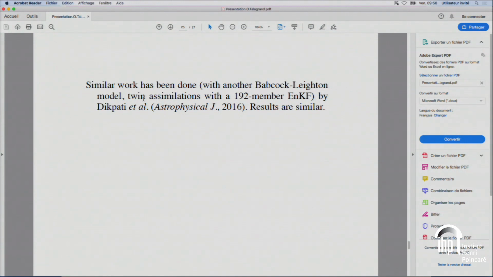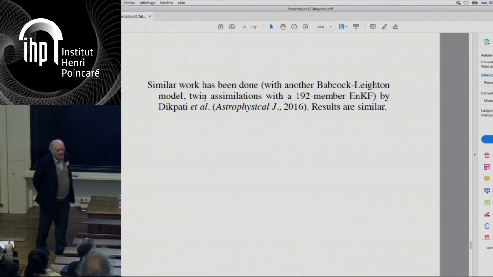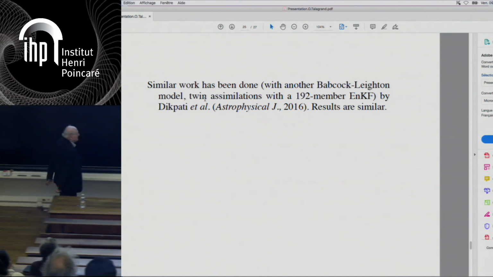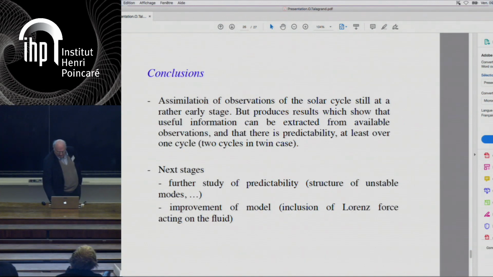Similar work has been done by other people with another Babcock-Leighton model. In particular, Dick Patty and colleagues did twin assimilation with an ensemble Kalman filter, 182 members, and the result they obtained in terms of quality is very similar to ours. I mean, there's no significant difference between their results and ours.